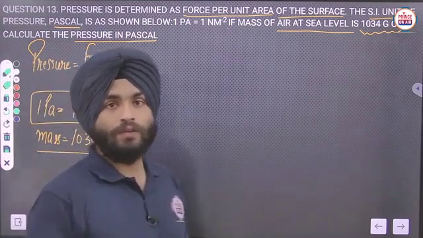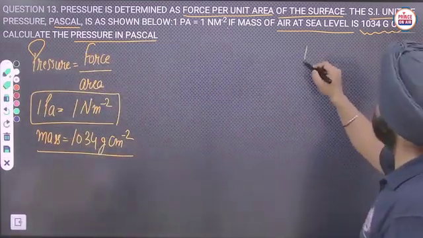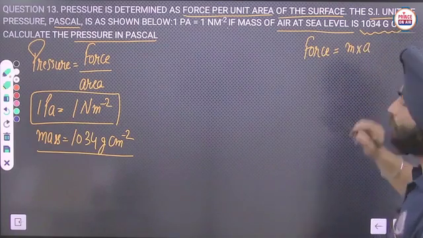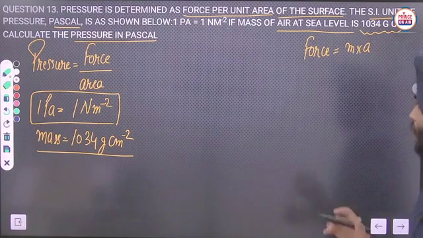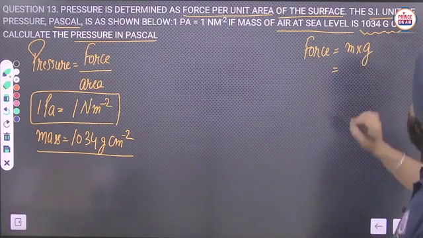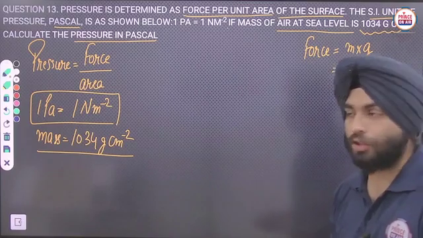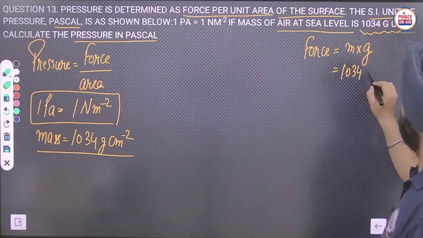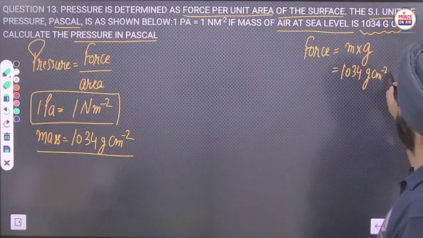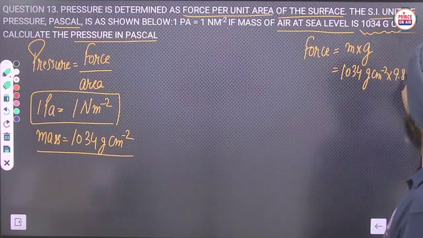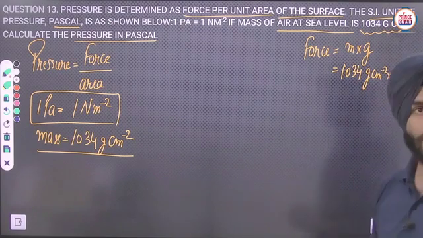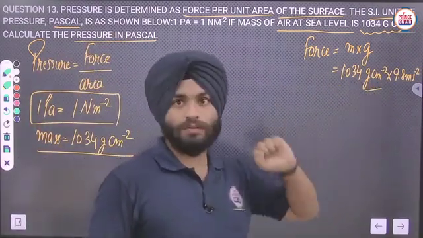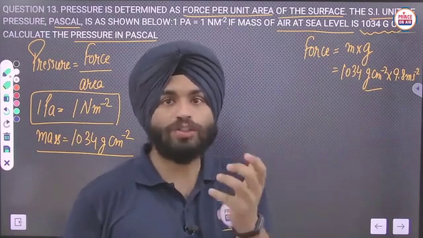Okay, done. So listen. Force is mass into acceleration. Clear? And here acceleration is acceleration due to gravity. So mass is given to you, that is 1034 gram per square centimeter, and acceleration is 9.8 meter per square second. Clear? Now that unit we have to change. How can you change it?